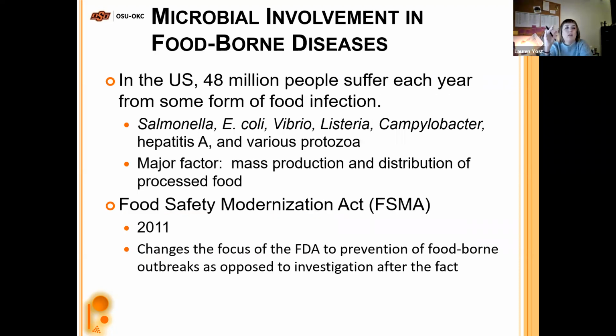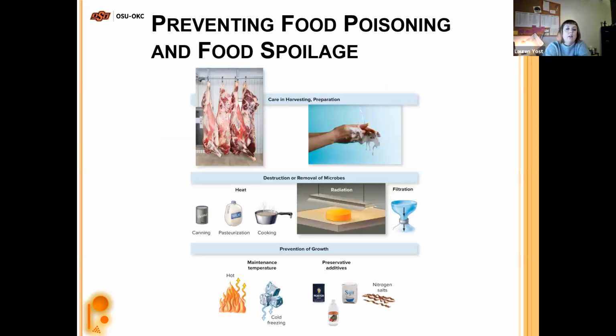So getting into the foodborne diseases portion of it. 48 million people a year suffer from some sort of food infection. We have the Food Safety Modernization Act that changed the focus of the FDA to prevention of food outbreaks, as opposed to what they were doing before, which was just investigating after the fact and then going back and trying to see why it happened. So now we're trying to prevent it instead. So thanks to that, that's good.